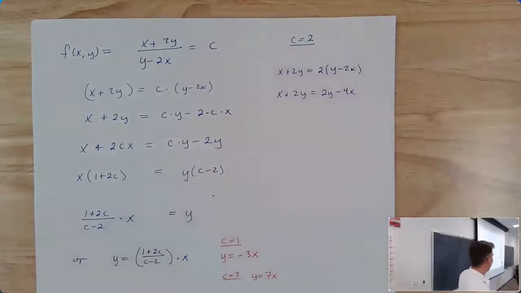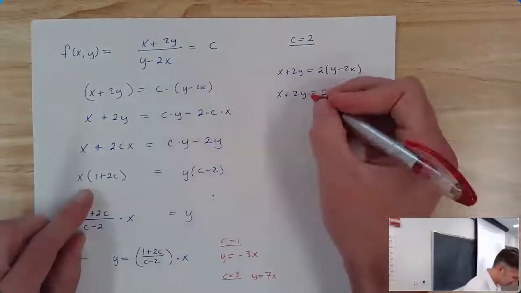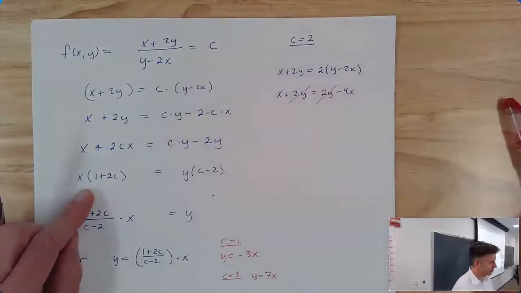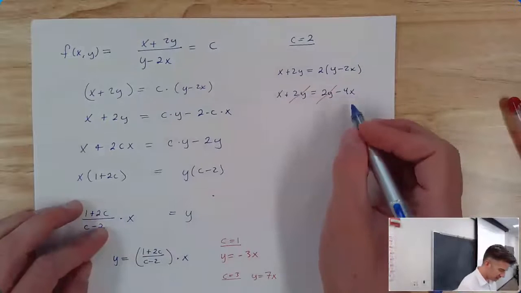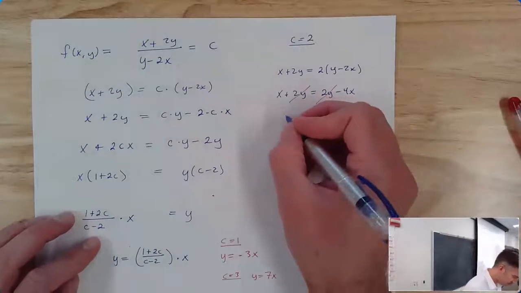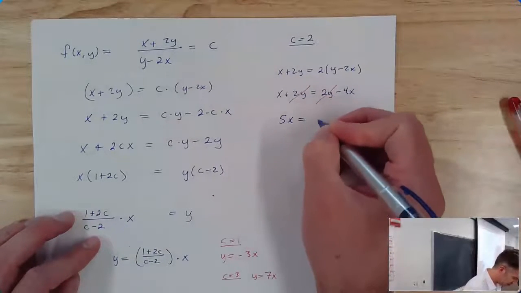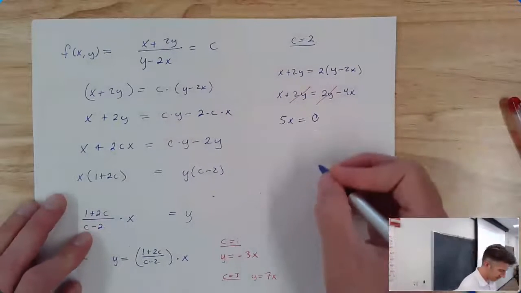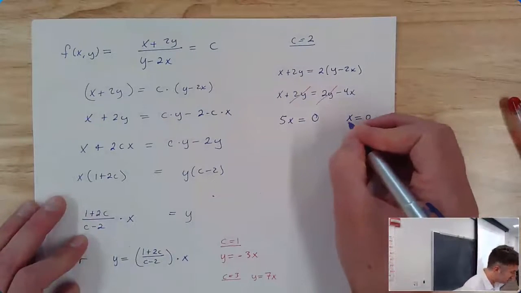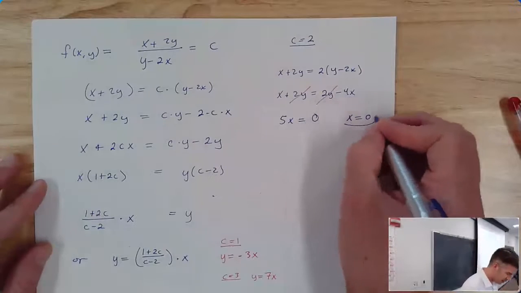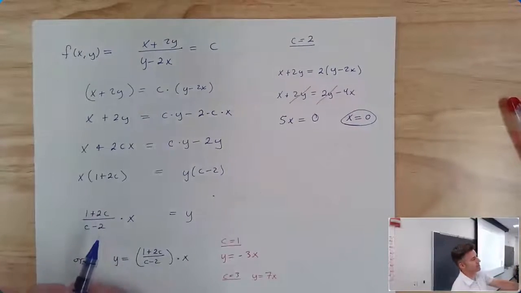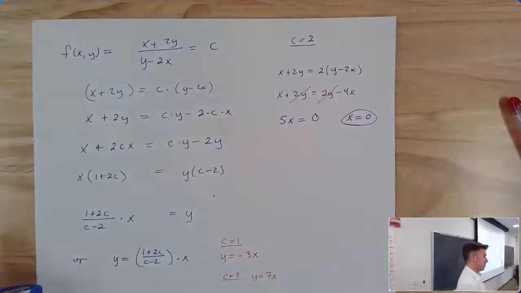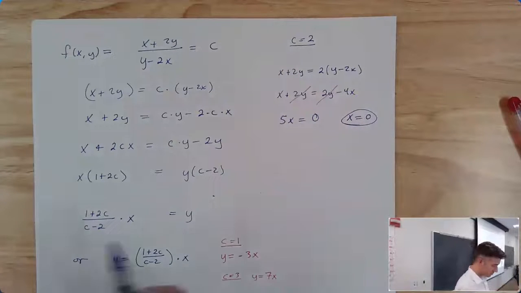And what's going to happen to the y's? Yeah, 2y minus 2y is 0. So I'm left with x plus 4x, and that sounds like 5x equal to 0. And now I've got the vertical line that goes through the origin, x equal to 0. So that's the level curve specifically with c equals 2.